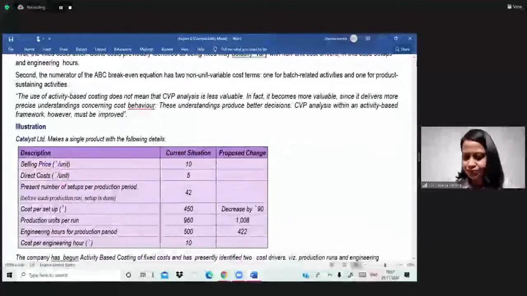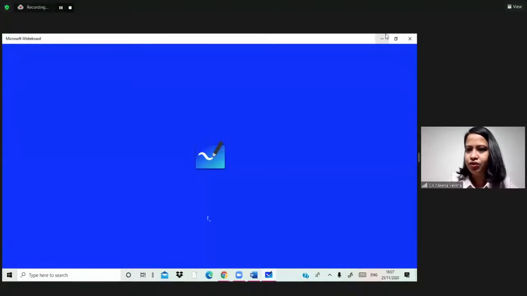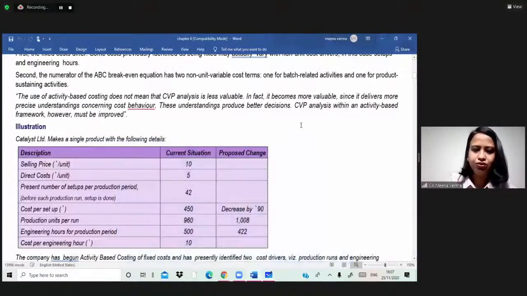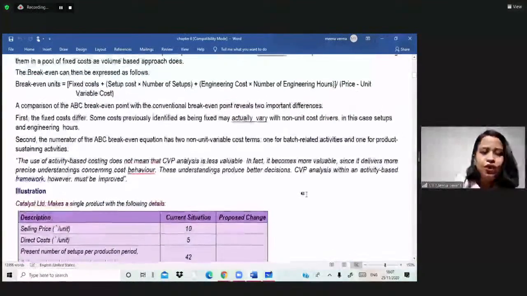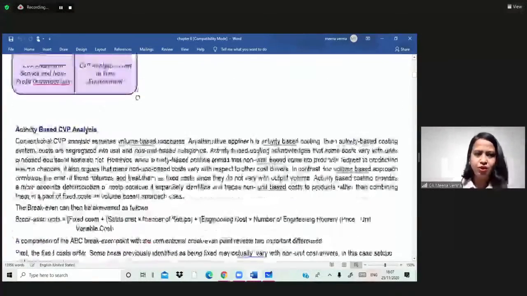See, my pen is not working in the slide. I don't know what problem is there. Okay, let me use this. So see, let me discuss this topic.